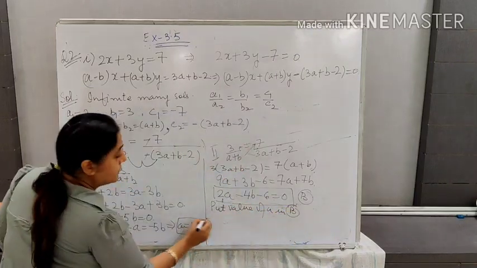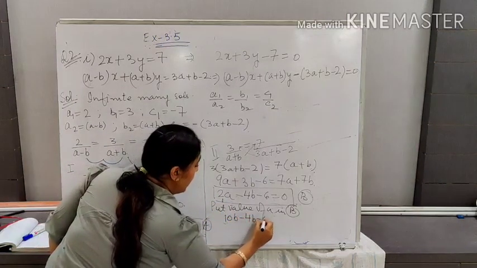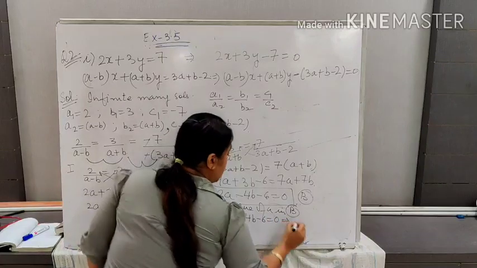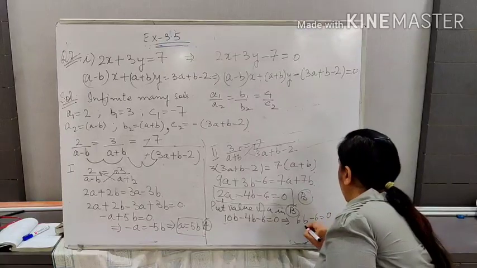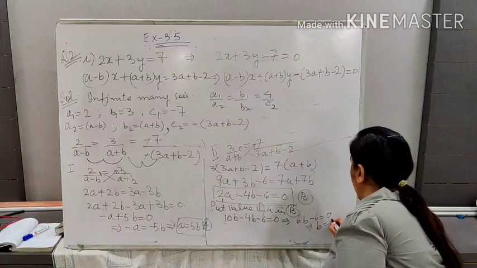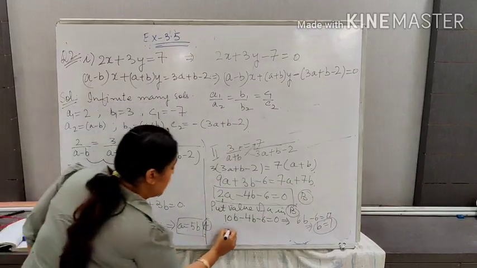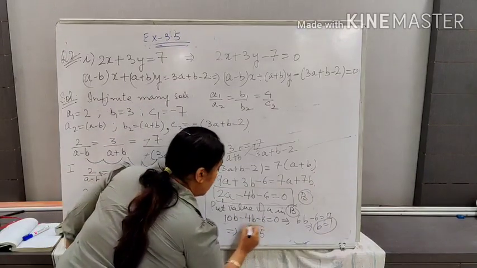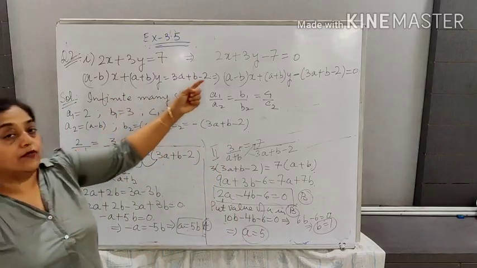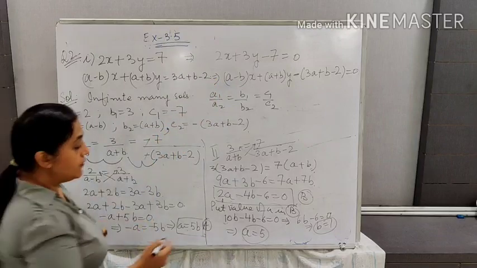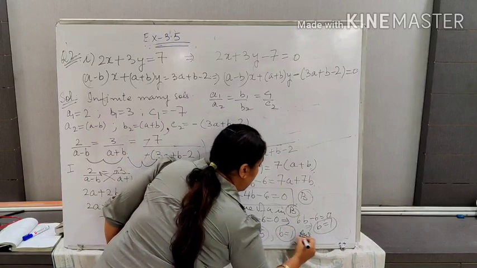So what is a? a is 5b. So can I write this as 10b minus 4b minus 6 is equal to 0. This means 6b minus 6 is equal to 0. This implies b is equal to 1. And when b is 1, that means a is 5. So you have found out the values. That is what we had to find out: the values of a and b. So what have you found? a is 5 and b is 1 is the ultimate answer.